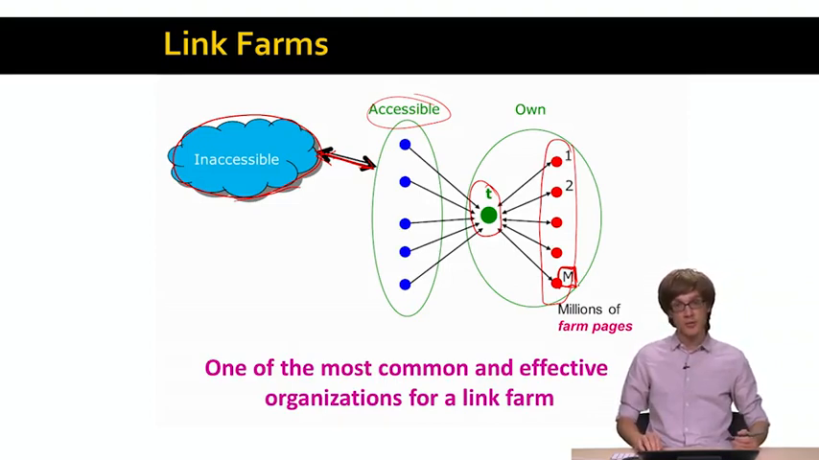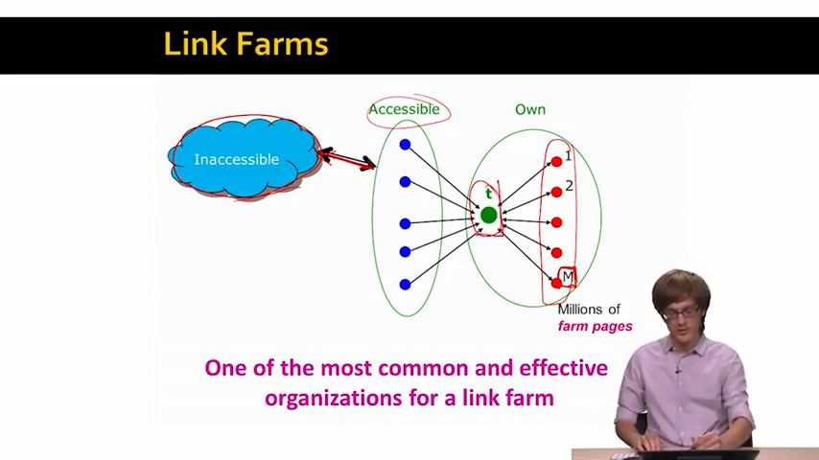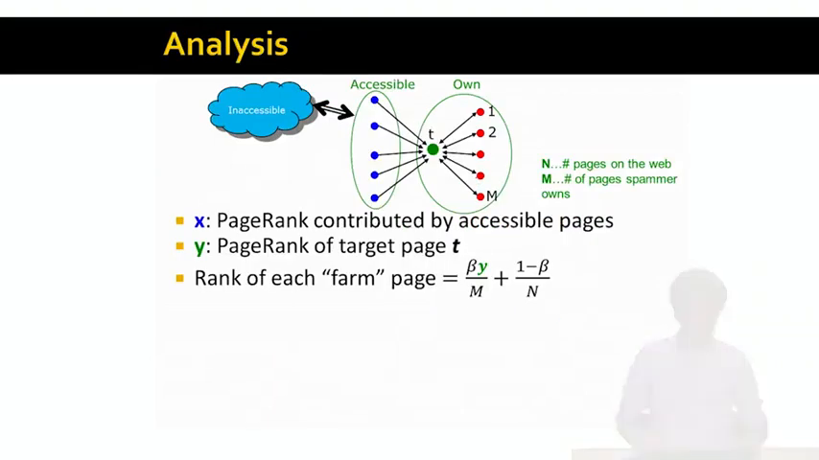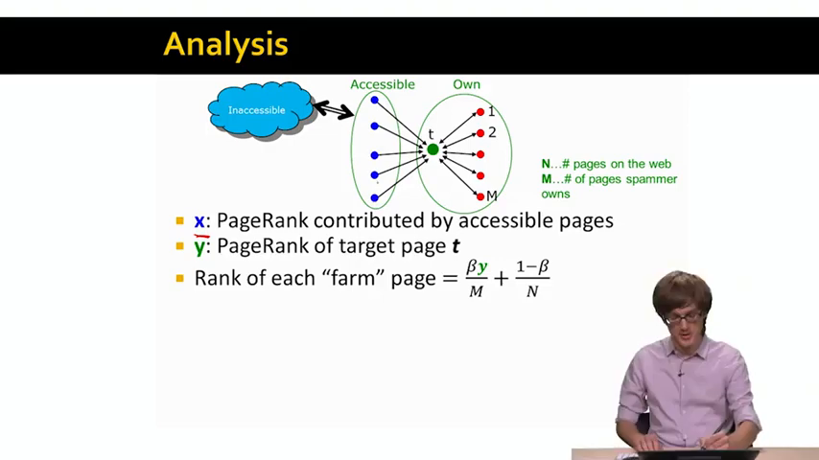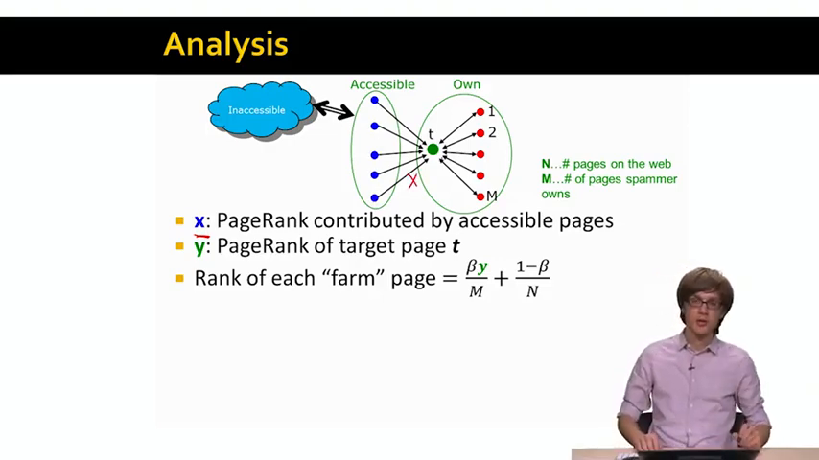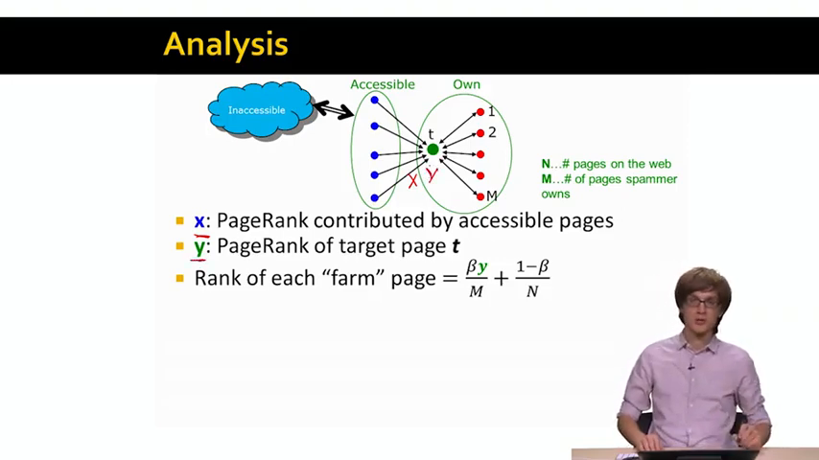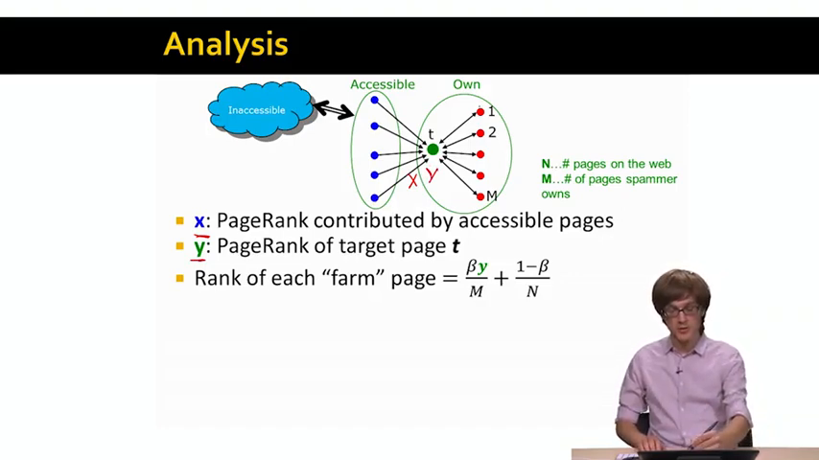Now let's start to compute, and let's try to convince ourselves what is the PageRank score of node T, the page we want to boost its PageRank score. To do this, we will do the following. Let's use the symbol X to denote the PageRank score contributed by all the accessible pages, denoted as blue nodes, and how much PageRank they contribute to T, and let's use Y to be the PageRank score of node T.